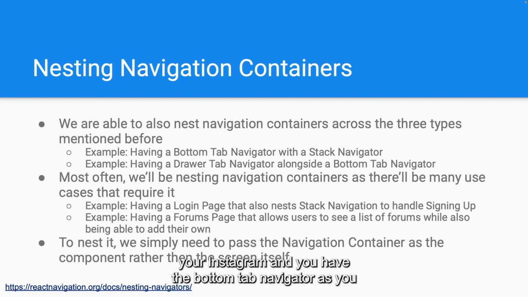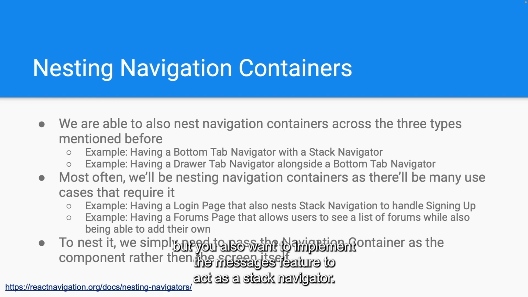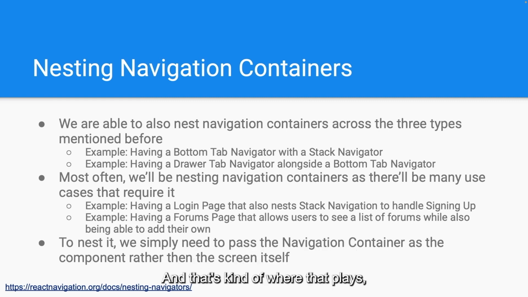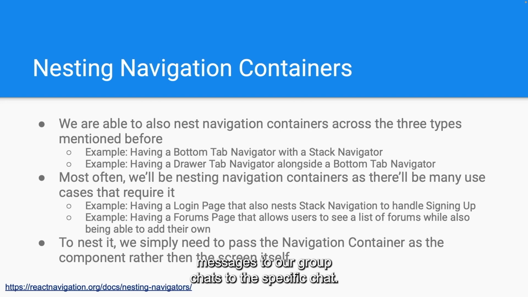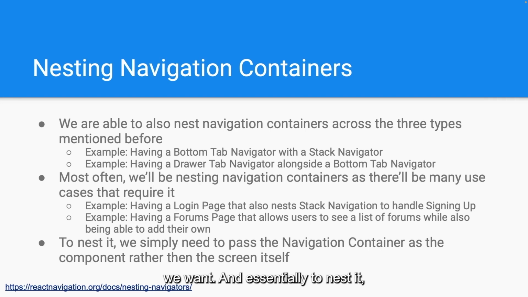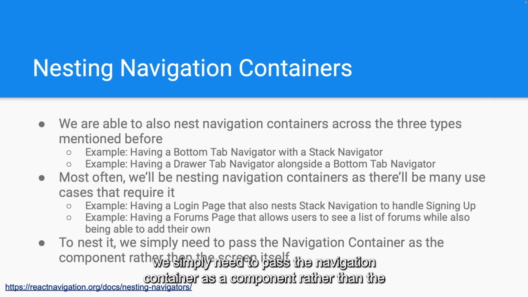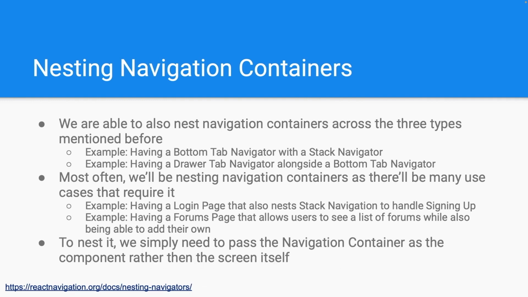So say, for example, you're Instagram and you have the bottom tab navigator as you see. But you also want to implement the messages feature to act as a stack navigator. And that's kind of where that plays, where the messages acts as a stack operation where we just go from the messages to our group chats to the specific chat. And the Instagram as a whole has a bottom tab navigator that we can use wherever we want. And essentially to nest it, we simply need to pass the navigation container as a component rather than the screen itself. And you're going to see that come into play near the end of this lecture.